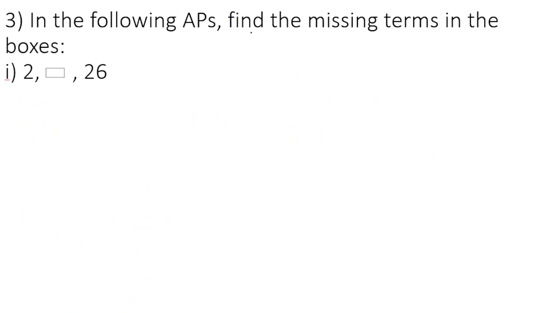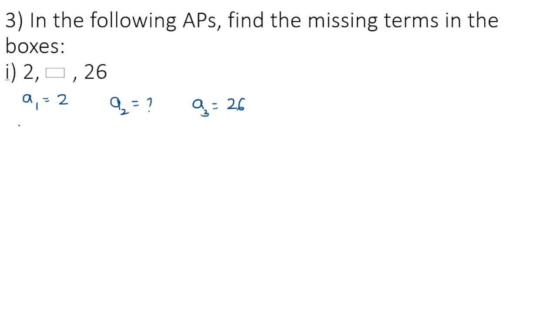In the following APs, find the missing term in the boxes. So in between, there is an AP given and some terms are missing. We have to find them. Here A1, the first term of the AP, is given. How much is it? 2. And A2 is not given, so we cannot find D either. And A3 is given. A3 is 26. Now by using A3 and the formula of AN, we can find D here.